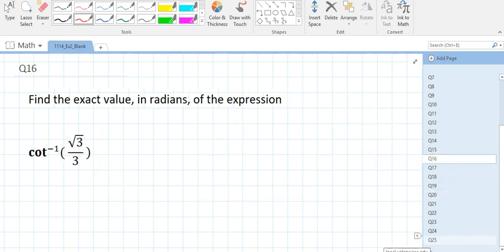16. So, same question. What's our interval? Our interval is 0 to pi. 0 to pi. Okay. And what quadrant is that? 1 and 2. Mm-hmm.